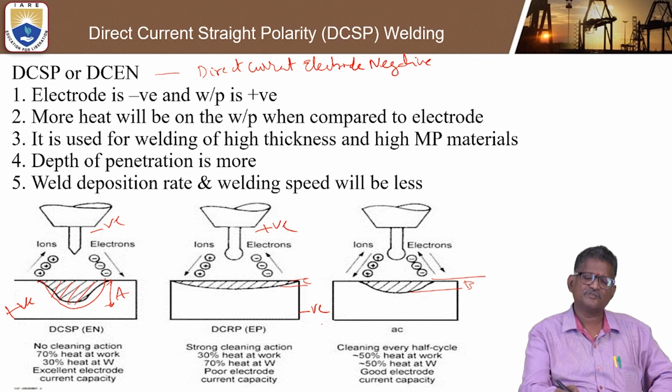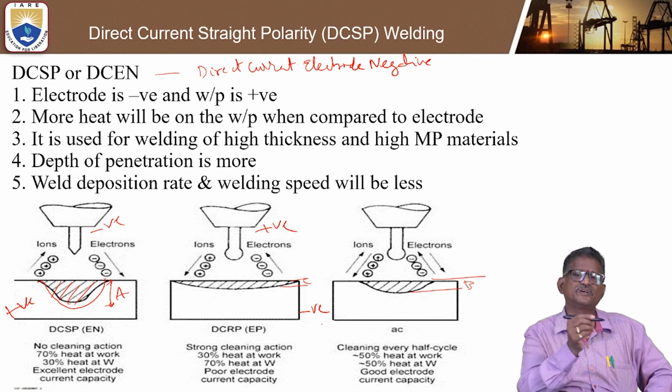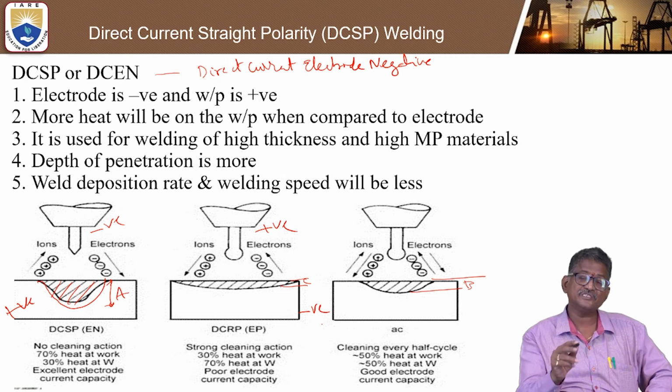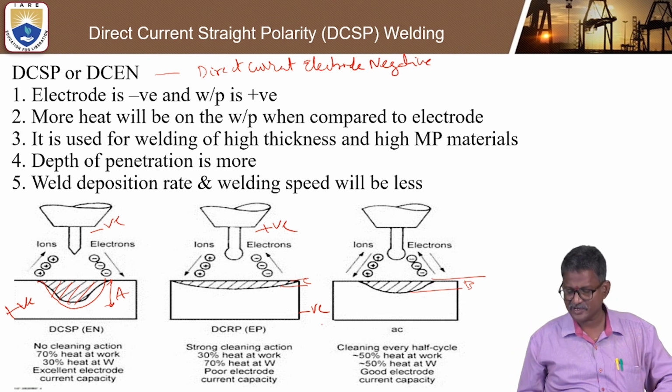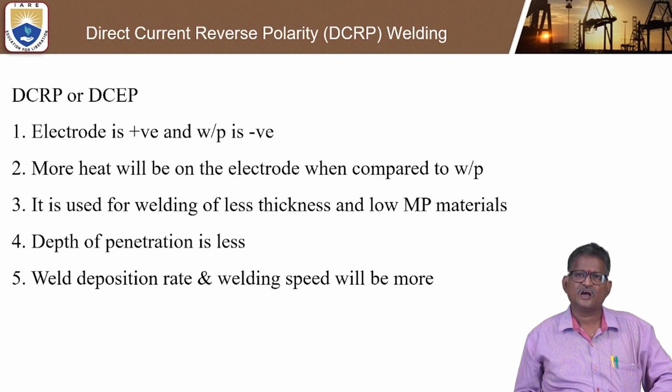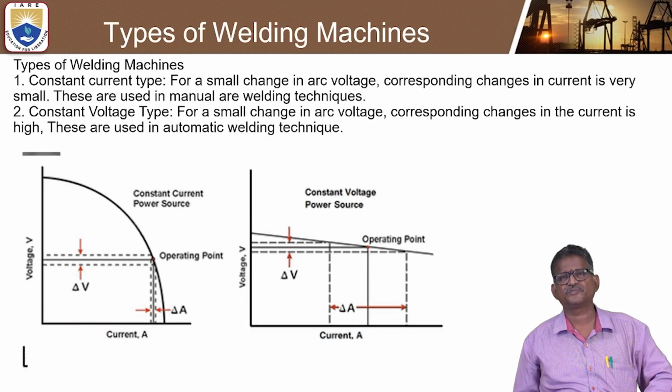Suppose when you perform DCSP, it is a slow, time-taking process. DCRP means fast, and deposition will also occur fast in this DCRP or electrode positive. This is what we have about DCSP and DCRP.